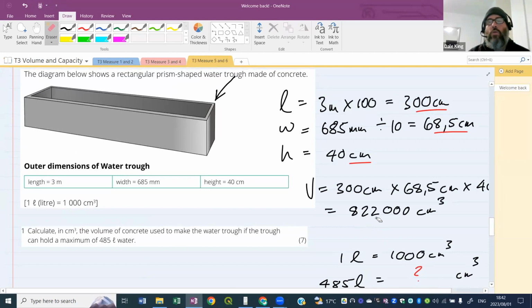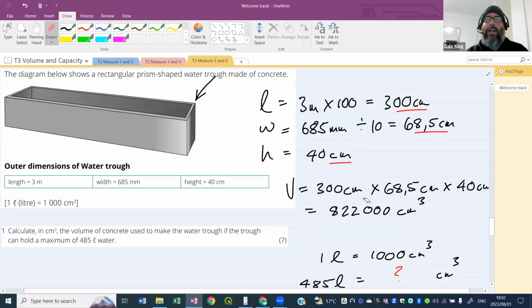So this 822 here, we worked out the volume of a rectangular prism, which assumes that this whole trough is filled with concrete. Okay, just hold on now. I know what you're thinking, but sir, it's not filled with concrete. Yeah, I know. But we are pretending that we have a rectangular prism or block that is filled with concrete, and we multiplied out all the centimeters. We had to convert some first.